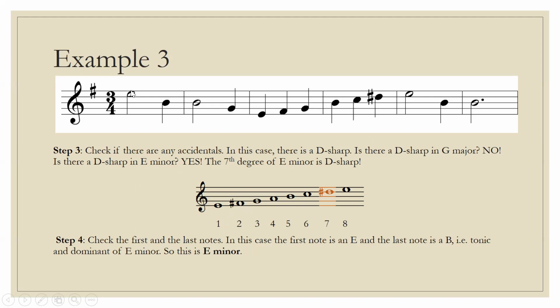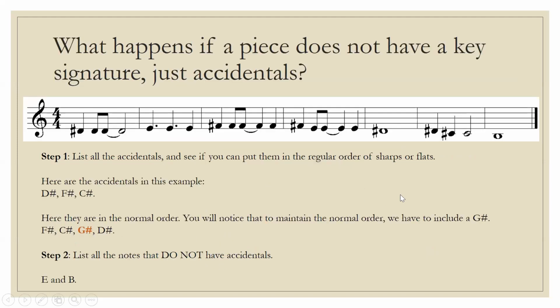And if we check the first note and the last note, the first note is an E and the last note is a B, which is the dominant note of E minor. Remember, if a note is dominant, it means it's important. So we are certainly working with E minor.